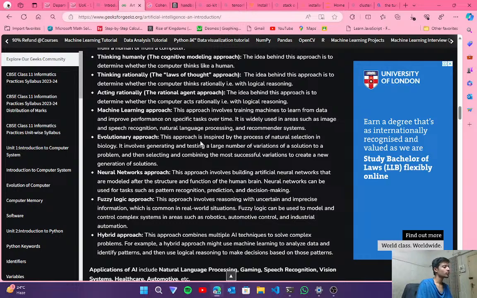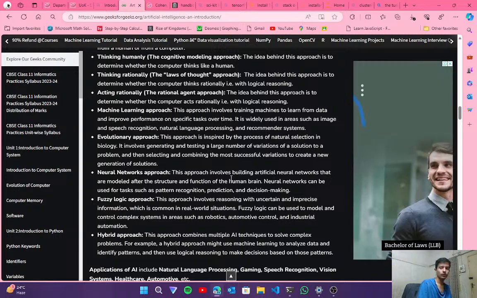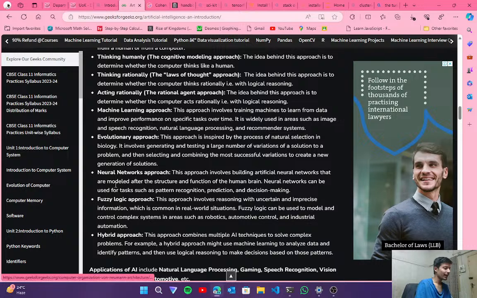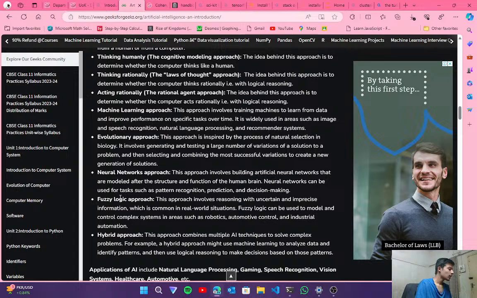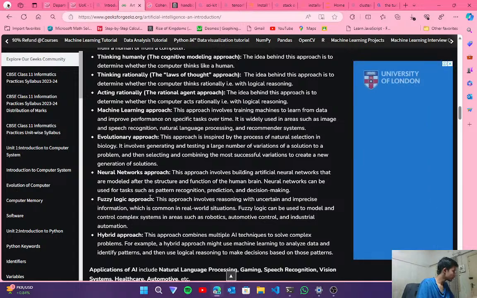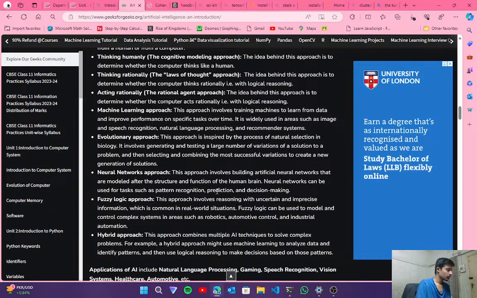Evolutionary approach. This approach is inspired by the process of natural selection in biology. It involves generating and testing a large number of variations of a solution to a problem, and then selecting and combining the most successful variations to create a new generation of solutions. Neural network approach. This approach involves AI networks that are modeled after the structure and function of the human brain. Neural networks can be used for tasks such as pattern recognition, prediction, and decision making.